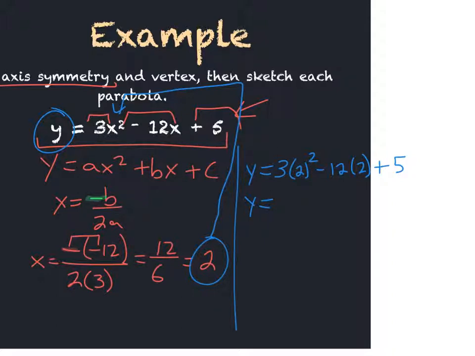3 times 2 squared. Well, 2 squared is 4, and 3 times 4 is 12. Minus 12 times 2, which is 24, plus 5. Well, 12 minus 24 is negative 12. Okay? And negative 12 plus 5 is negative 7. So your y value of your vertex is going to be negative 7. And now we have our full vertex. We know the x value of the vertex is going to be 2, and the y value of the vertex is going to be negative 7.